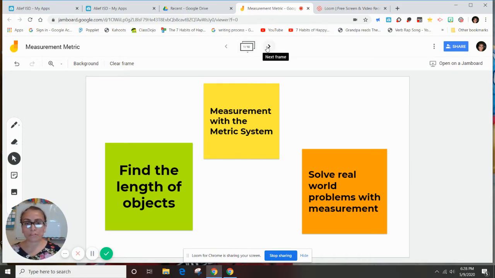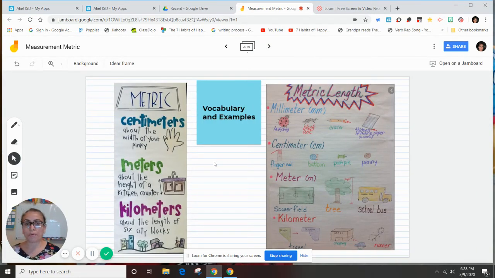Just as we did with the customary measurement system, we're going to see our vocabulary words and some examples of these measurements. So when I use my metric system, we're going to use centimeters as my measurement unit. They're smaller, there's millimeters, but we're going to start with our centimeters. Each centimeter is about the width of my pinky. A difference with the inches that were about my thumb, and this one is going to be my pinky.